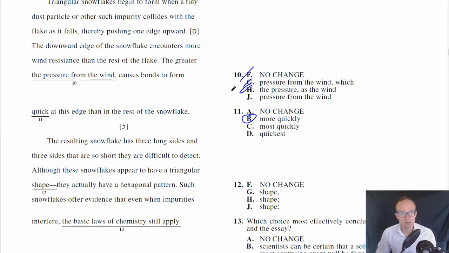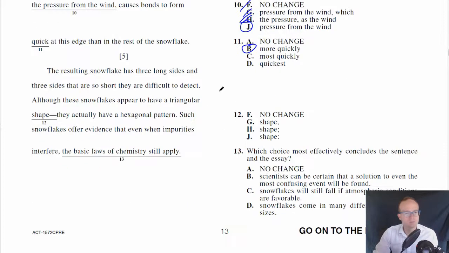Let's see why. The greater pressure from the wind causes bonds to form. So here we have the greater pressure from the wind. This is the subject. That pressure causes bonds to form more quickly. So J is going to be the correct answer.